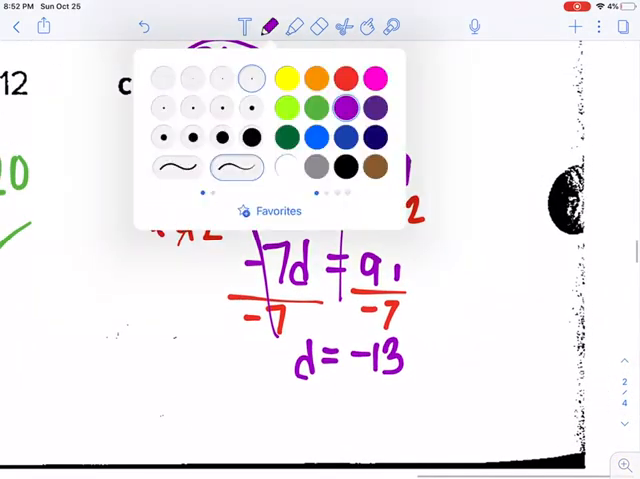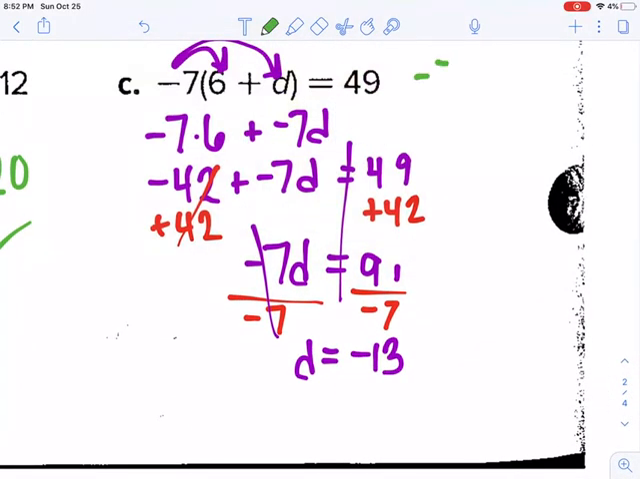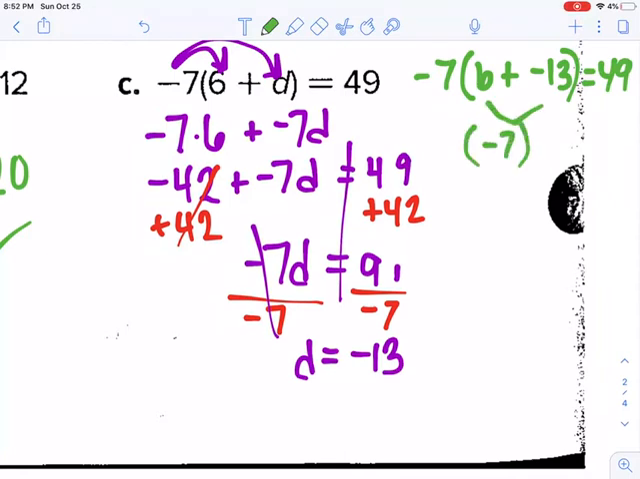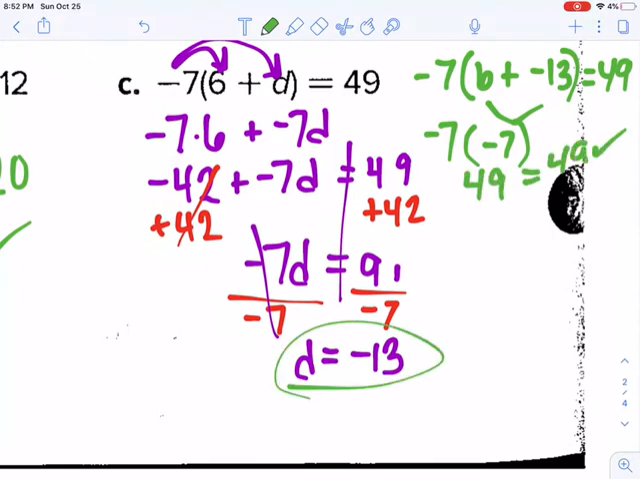All right, and then we're going to check it. So you have negative 7 times 6 plus negative 13. Does that equal 49? And inside that does give you negative 7. So negative 7 times negative 7 is 49. So that means d equals negative 13 is a good answer.